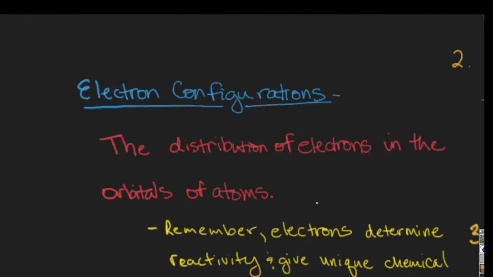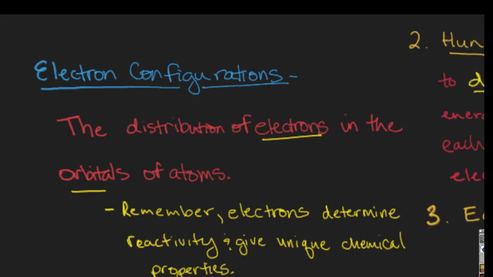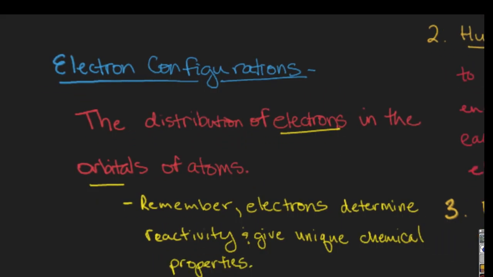Today we're going to look at the concept of electron configurations. What is an electron configuration? Well, it's a way for us to look at the distribution of the electrons in the orbitals of the different atoms. If you remember from our earlier discussions, electrons determine the reactivity and give the unique properties to an element. So knowing the distribution of the electrons, especially in the valence shell, valence is the outermost shell, is very beneficial.